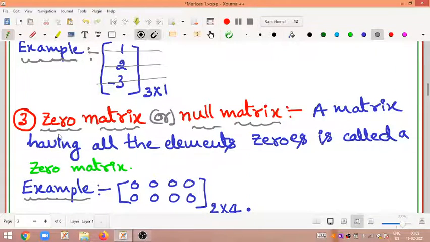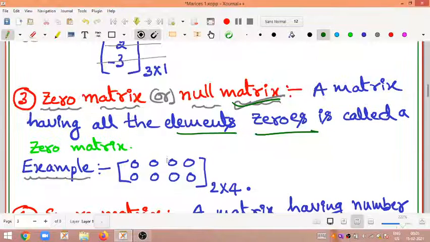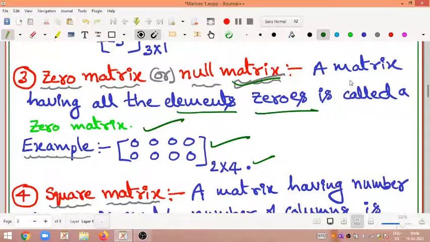Now comes to the next type of matrices, that is zero matrix or null matrix. A matrix having all the elements zeros is called a zero matrix. Example, see here in this matrix all elements are 0 and its order is 2 by 4 or 2 cross 4.